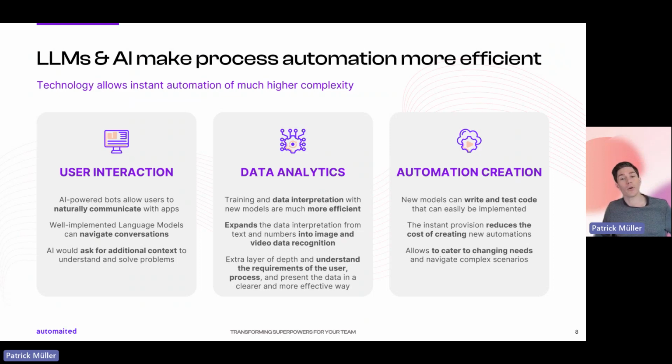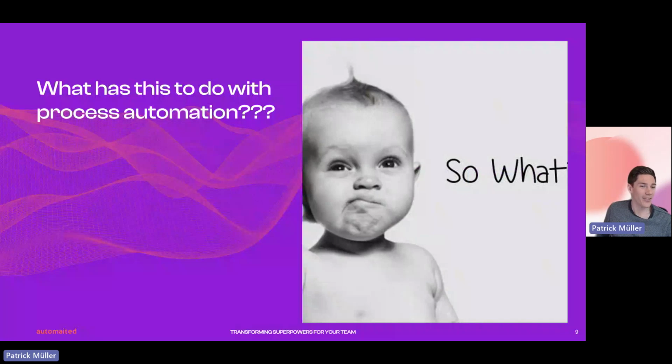So this is really three important things to know about when it comes to large language models and all the technology around AI and deep learning, and how they make process automation much more efficient. So what has this to do with process automation, right? That's not a big question, super technical, but I think it's also giving a good context for different levels of knowledge. So hopefully you still bear with me for some time.